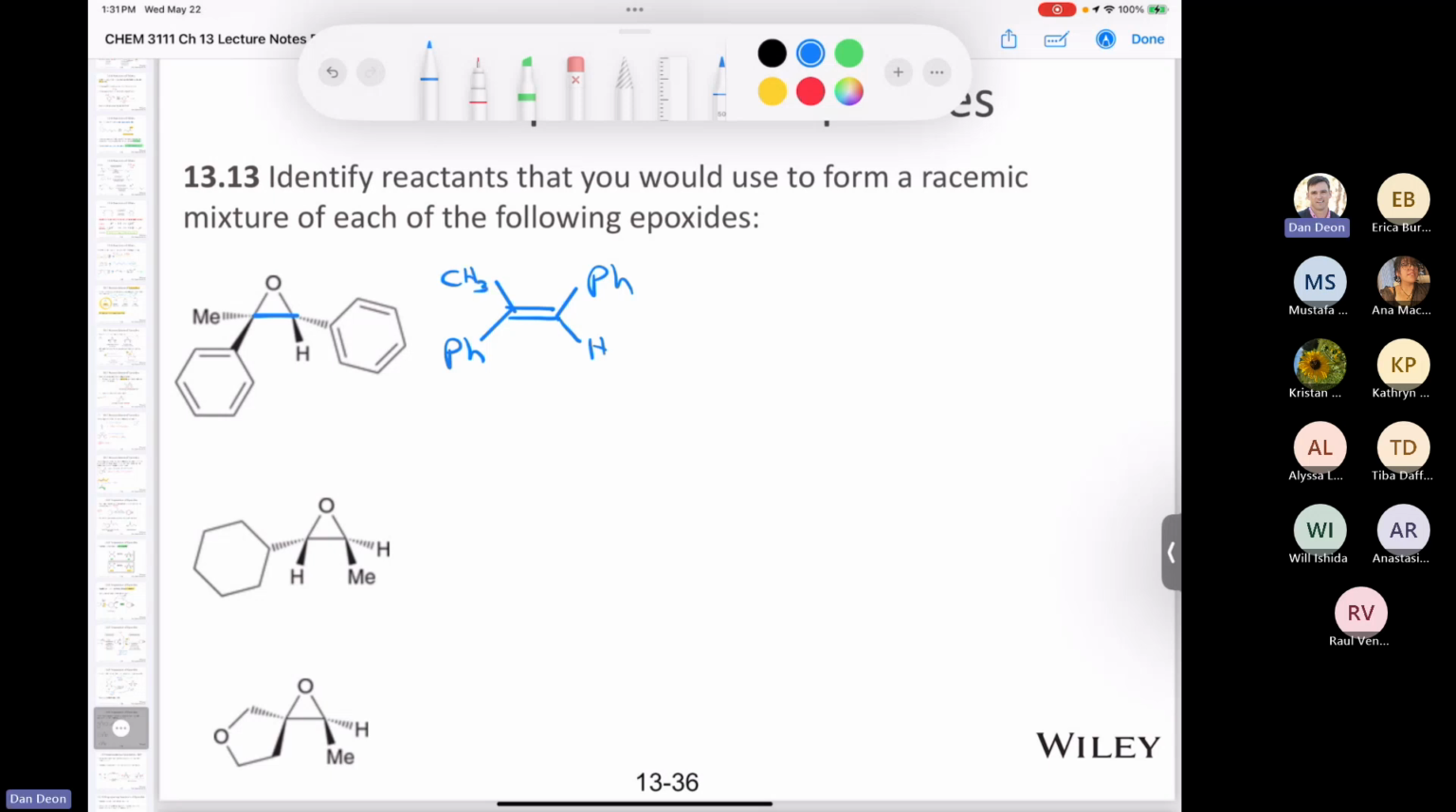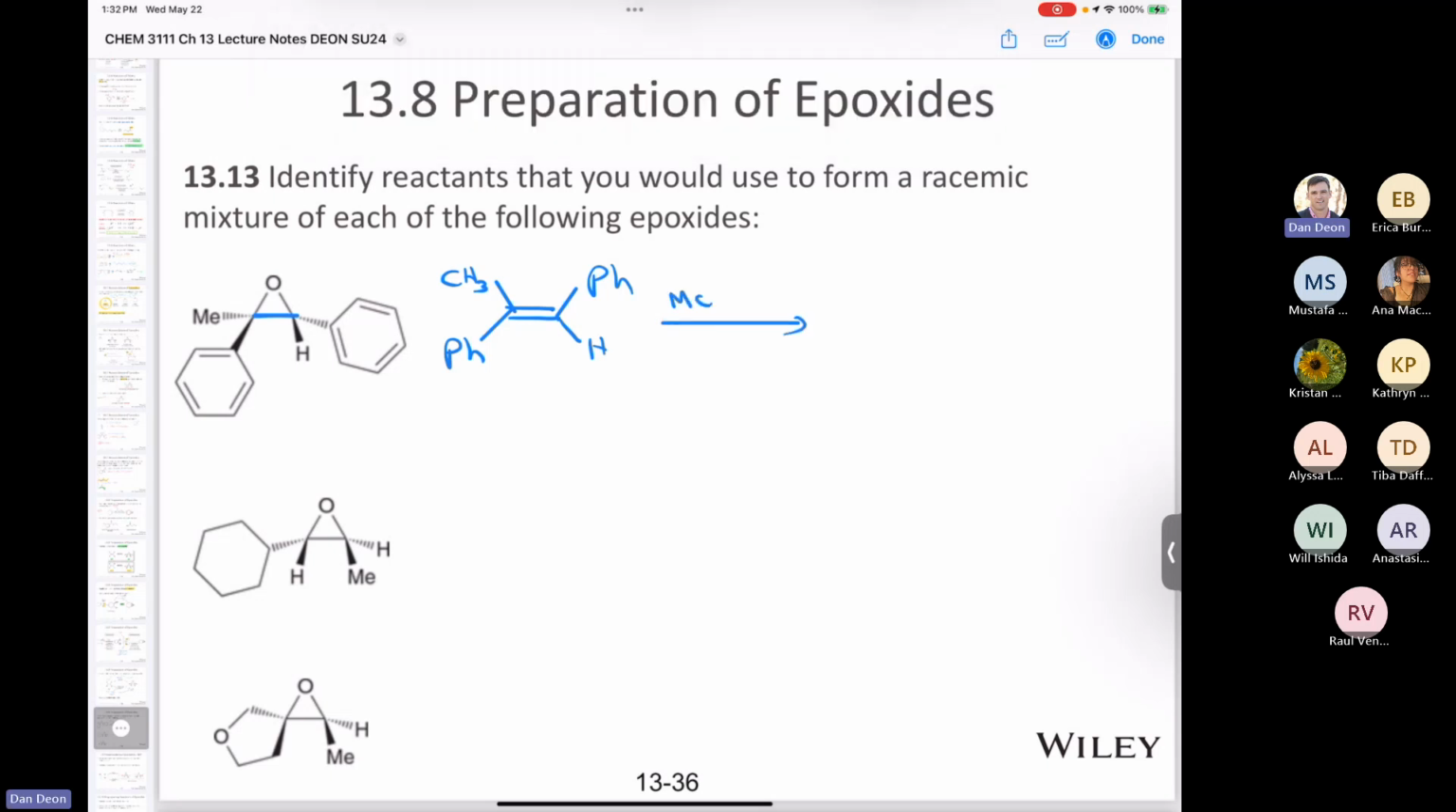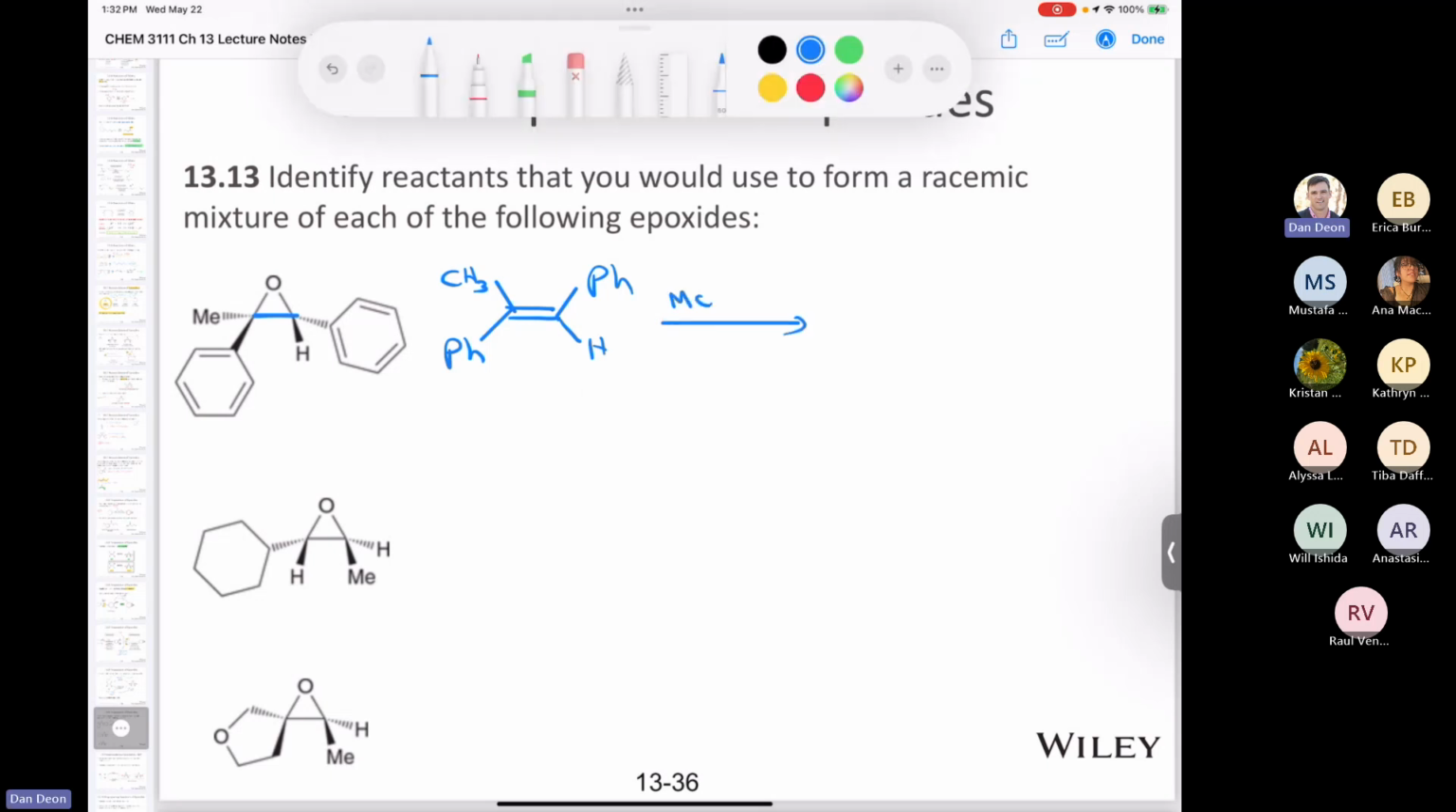So now all we have to do is we treat it with MCPBA. And if you say, I don't like that, you could also do the new conditions, which are step 1, bromine and water, and step 2 is sodium hydroxide. But either way, it's going to give you the product that you want.